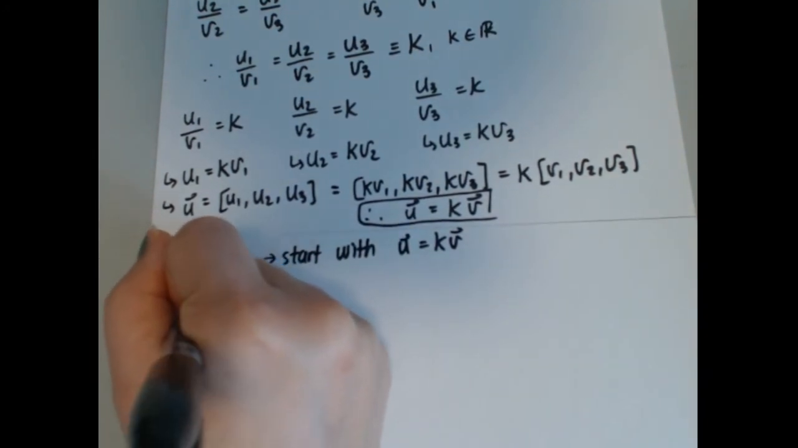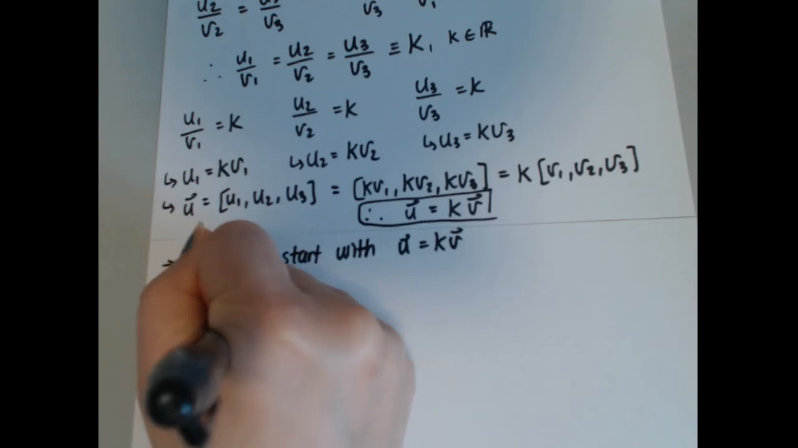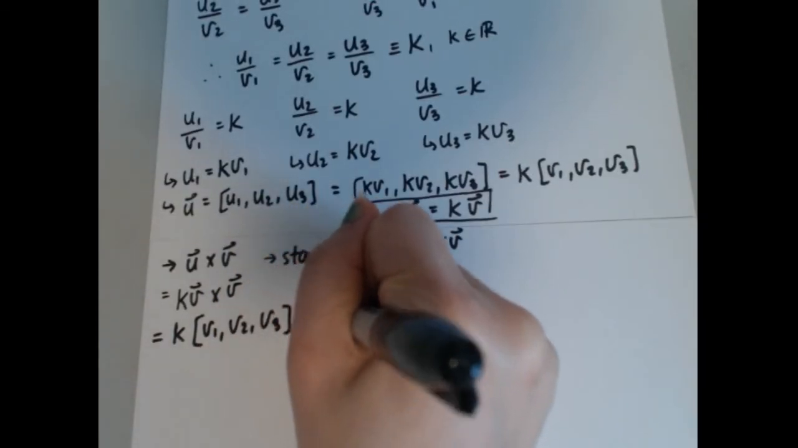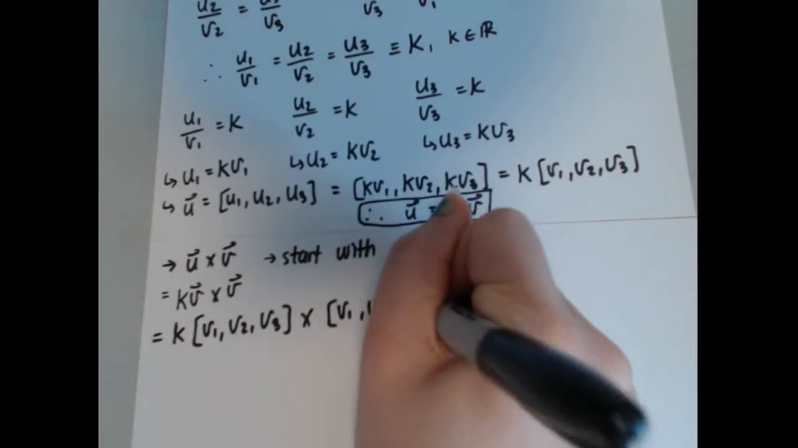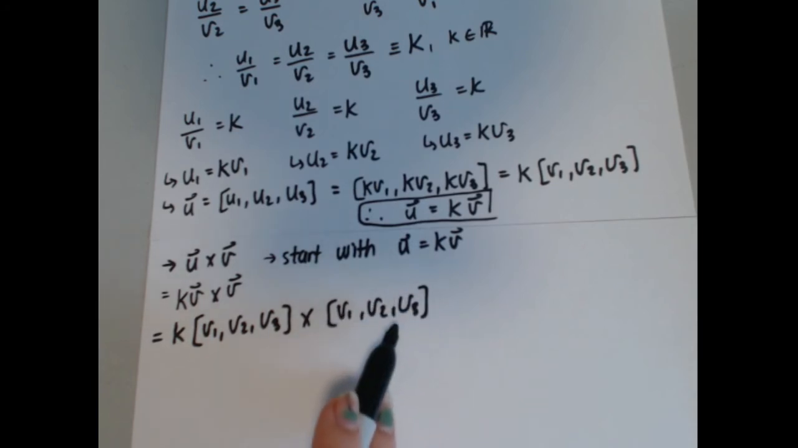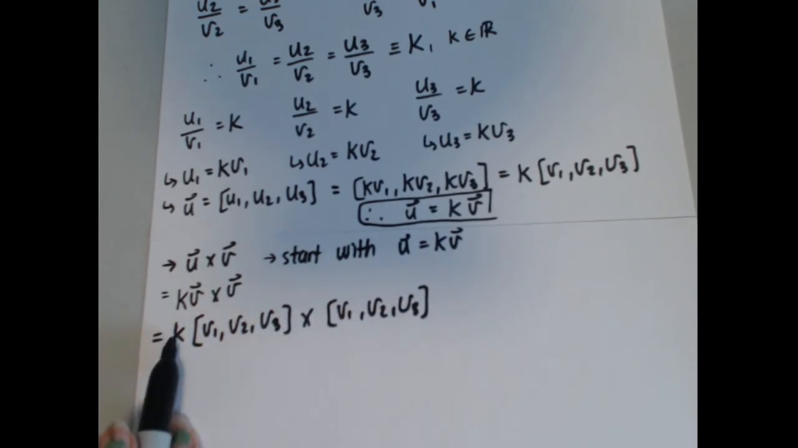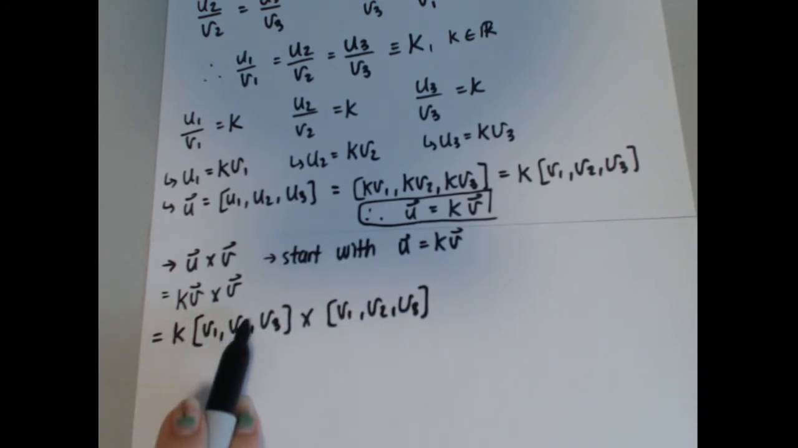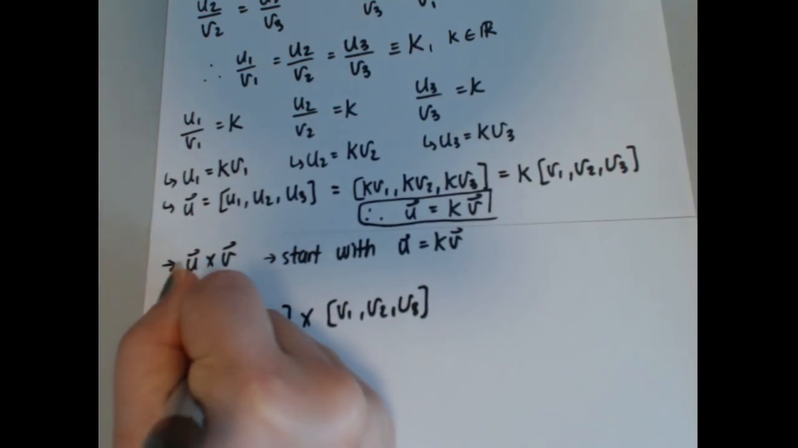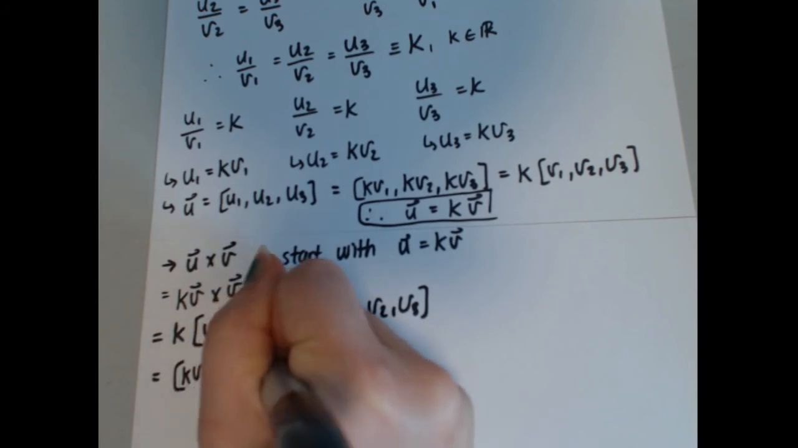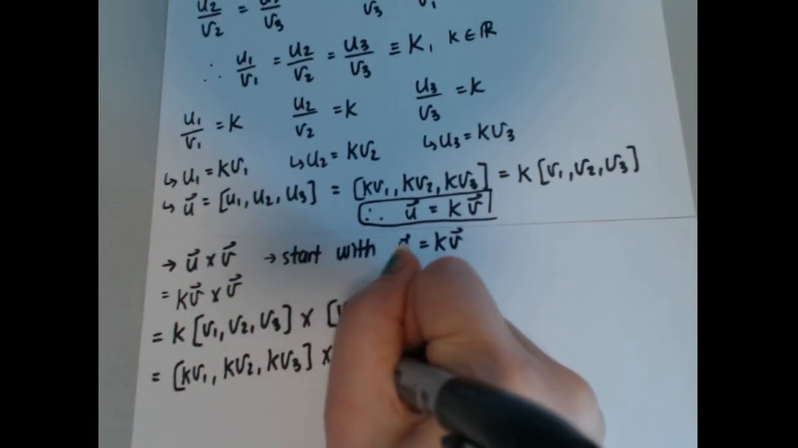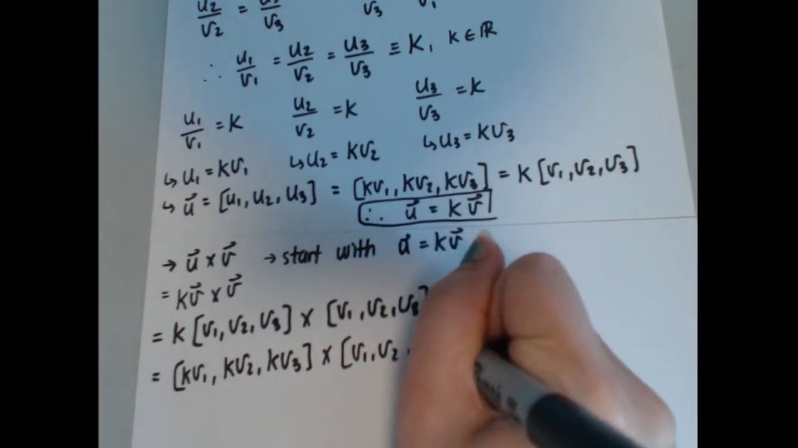Okay, so k times vector v, which is v1, v2, v3, and I'm going to cross that with v1, v2, v3. Here I have the scalar multiple of vector v, and here I have just vector v. When I have the scalar multiple, I can take the constant k and multiply it inside to each term. So this becomes kv1, kv2, kv3, and I'm going to cross that with v1, v2, v3.